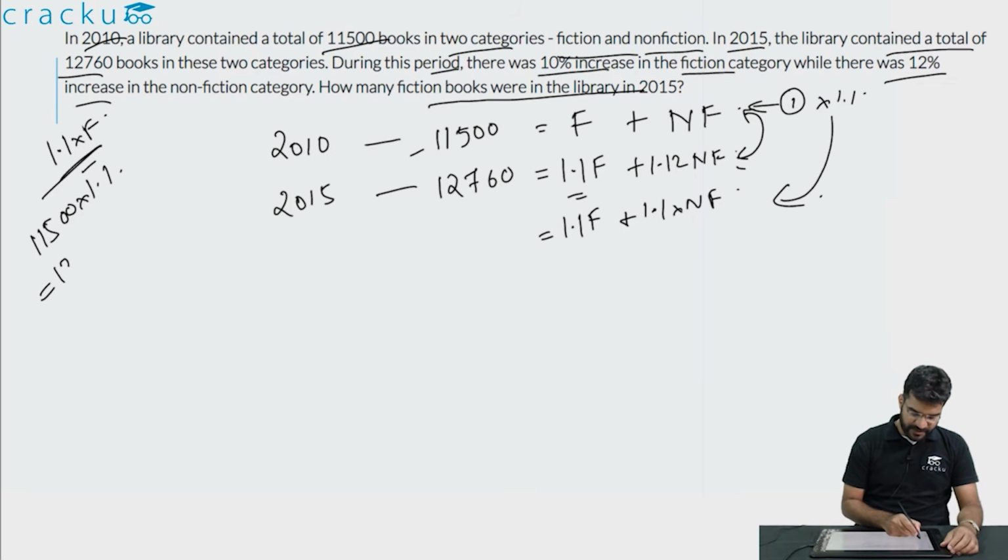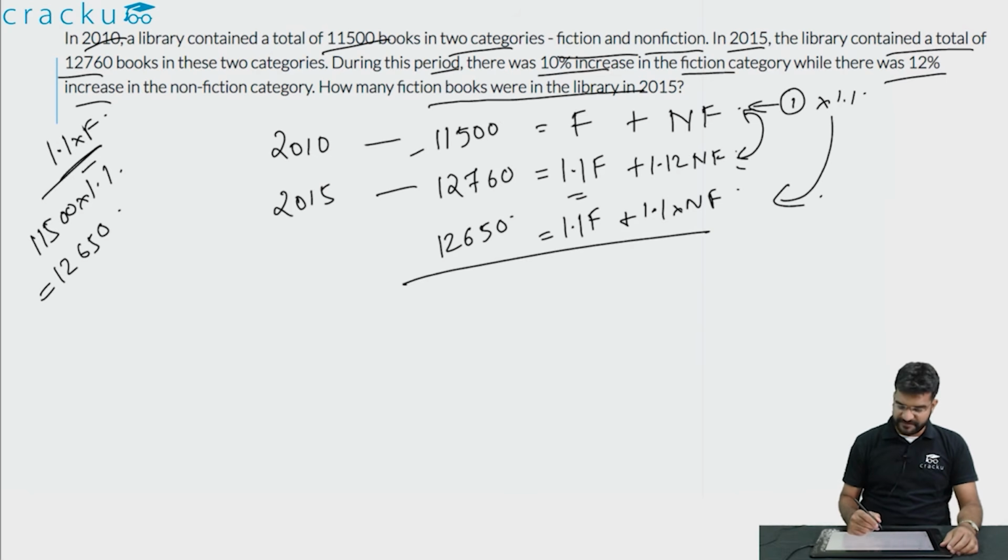This will equal 12650. You will be given a calculator in the exam, so this is quite easy to find out. Now just subtract the second equation from the first equation. Now 1.1f will get cancelled. On the right hand side it will be 1.12 nf minus 1.1f, which is equal to 0.02 nf.